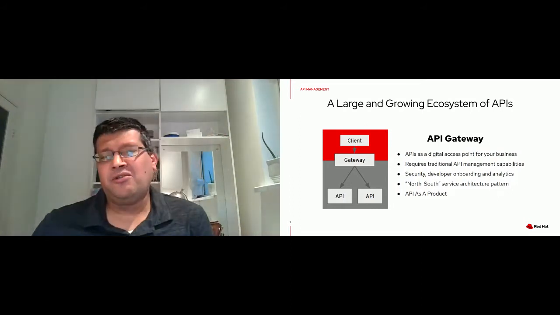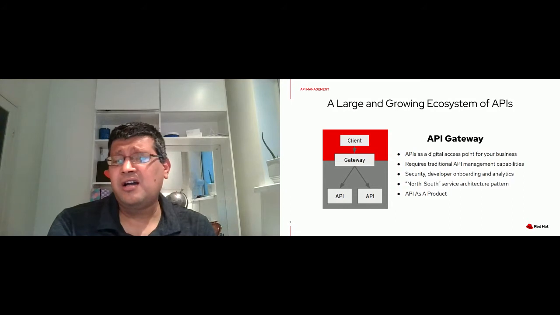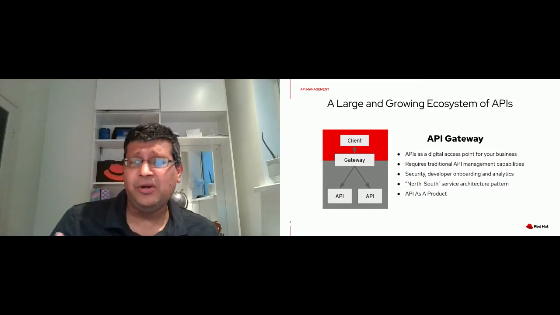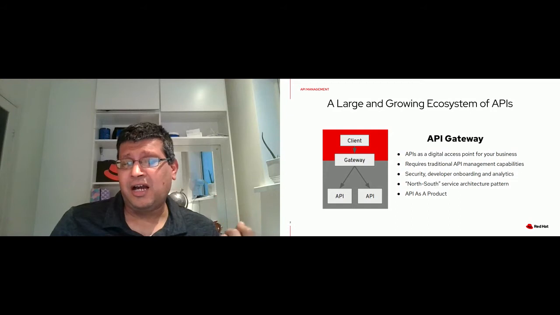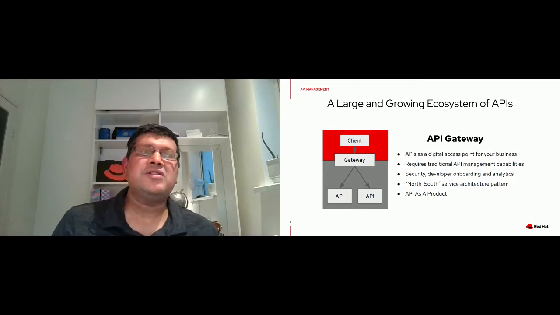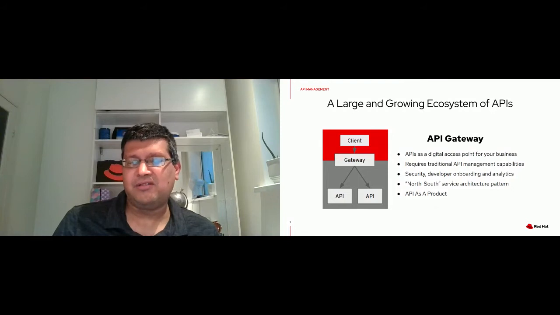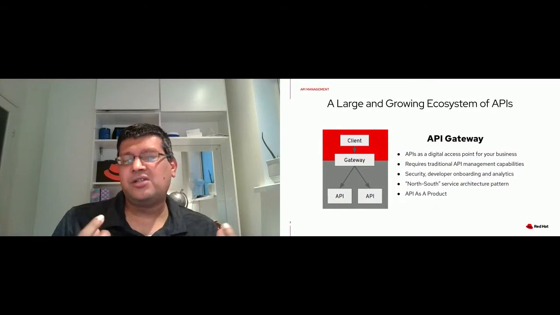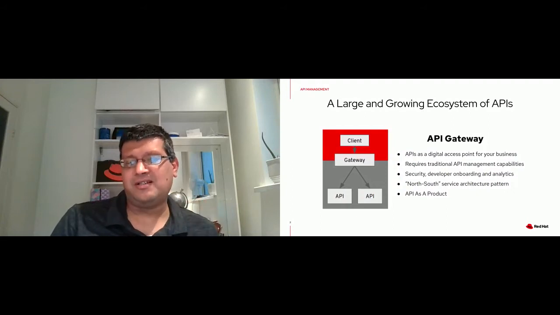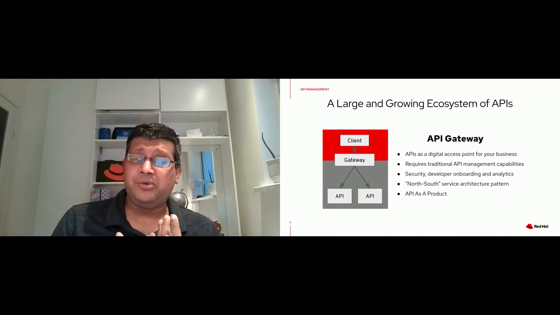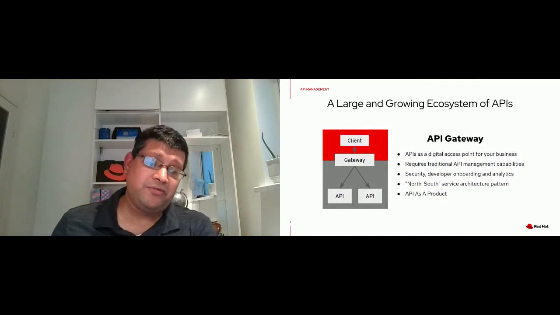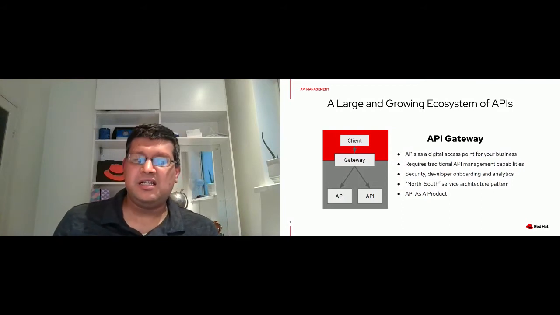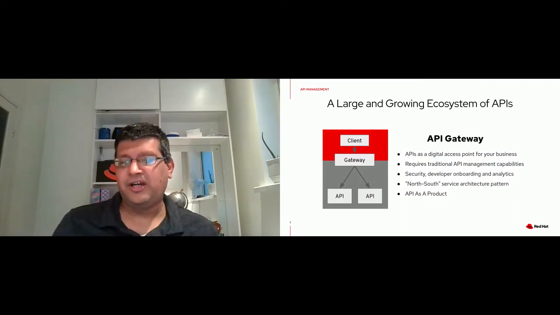So the first, no doubt you have seen this, is you have a large and growing ecosystem of APIs, right? So you start with a gateway, and the idea of an API gateway is that all consumers to your APIs and to your services have to access your APIs through this particular gateway point, right? So this acts as the access point to your business APIs. Right, so this is where you secure your APIs. This is where you define your developer onboarding experience. This is where you get analytics and apply your rate limits and provide the various plans, right? So this essentially is what API as a product means, right?